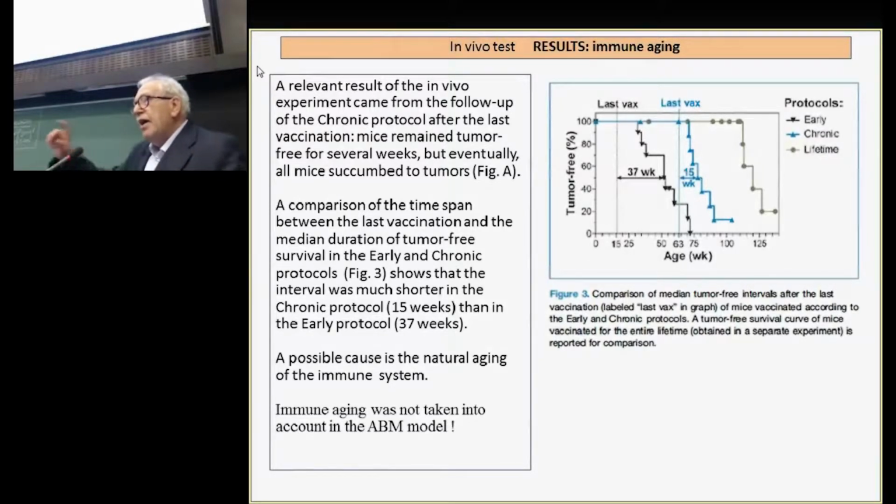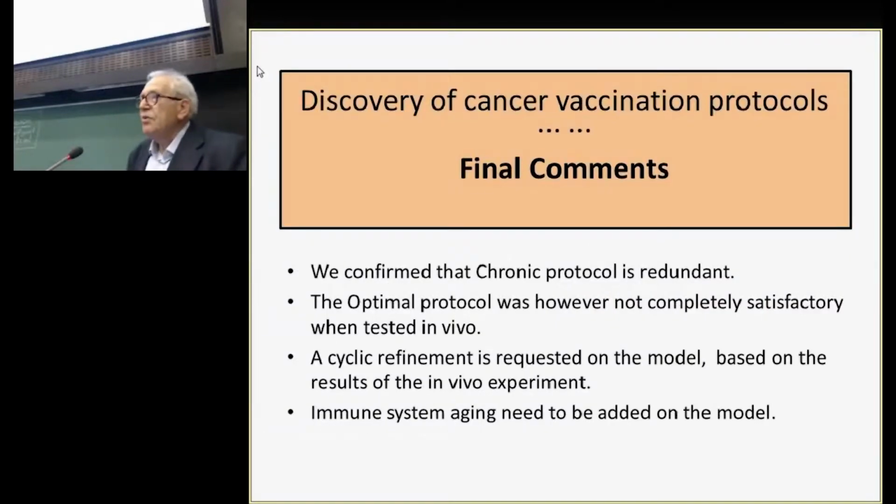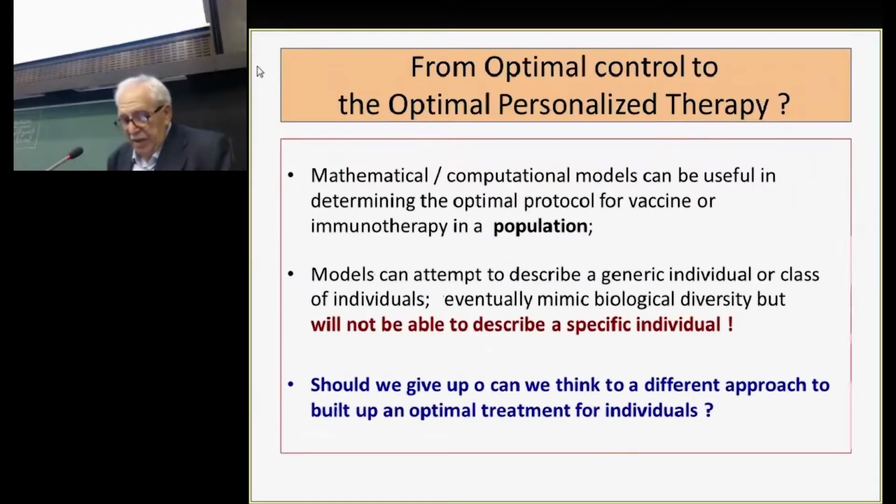So, as I told you, now we were ready for the feedback. It doesn't work in vivo? Okay, we're ready for the feedback: go, change the model, and adjust it. We confirmed that the chronic protocol is redundant, of course, but even the optimal one we get is not satisfying, and we find that aging should be added.